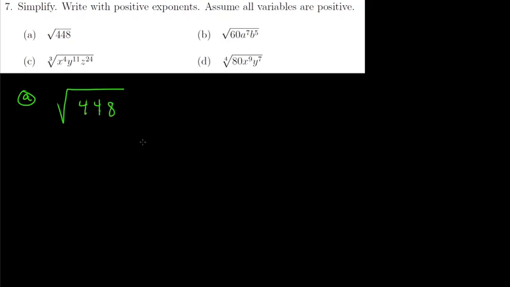Right, now 448 is a big number, and you can check on your calculator. It's not a perfect square, right? So I'm not looking for a decimal, right? It doesn't say to approximate or estimate, right? In that case, you would write the decimal approximation, which is about 21.166.